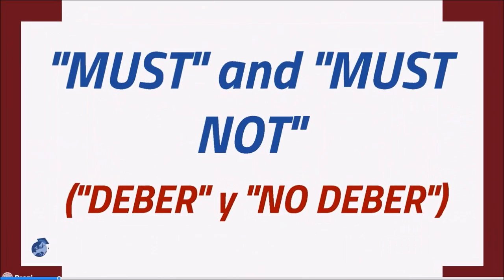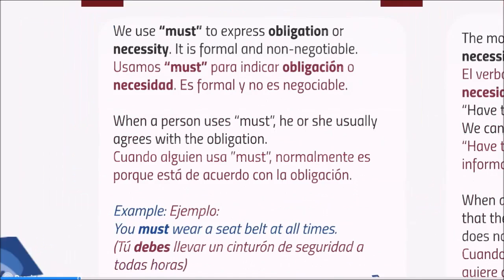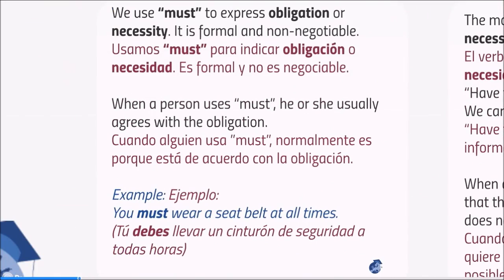Must and must not. We use must to express obligation or necessity. It is formal and non-negotiable. When a person uses must, he or she usually agrees with the obligation. Example: you must wear a seatbelt at all times.